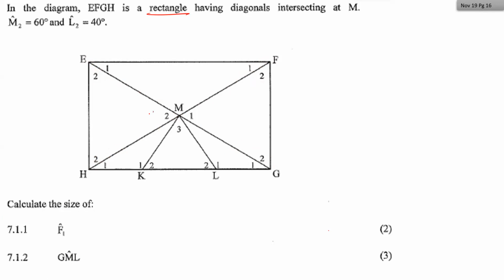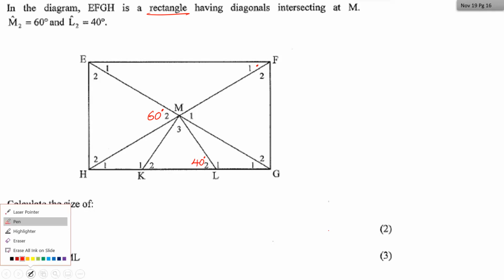So we're going to go into the diagram and put 60 degrees inside there. And they tell us that L2 is 40 degrees, so we go to L2, and that is 40 degrees. Our first question here is to find angle F1. I'm going to change the color, because we are going to find it, which means we need reasons.